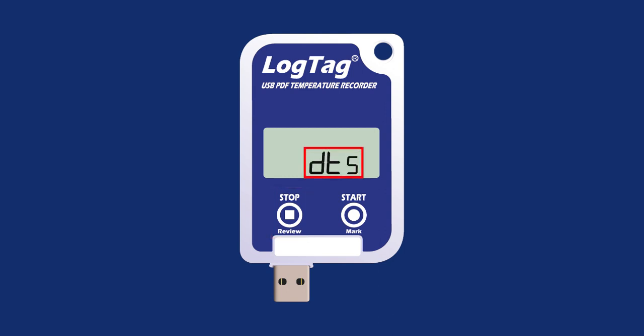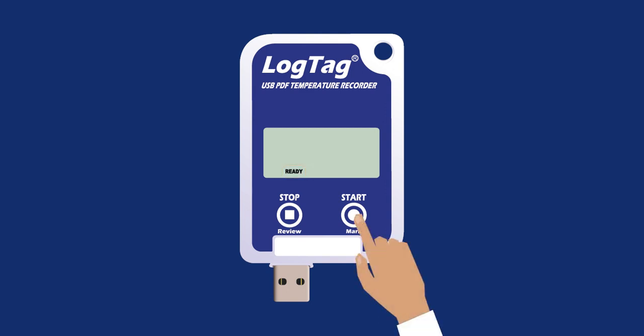If DTS displays, the logger has been pre-configured for a specific date and time start. If Delay ST displays, the logger has been pre-configured for a push-button start with a start delay. Finally, if the logger is pre-configured to start when the Start Mark button is pressed, Ready will display on the screen. To begin logging, press and hold the Start Mark button until recording appears on the LCD display.